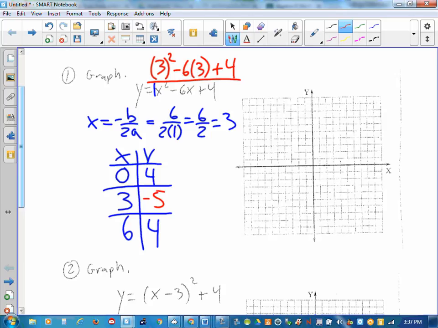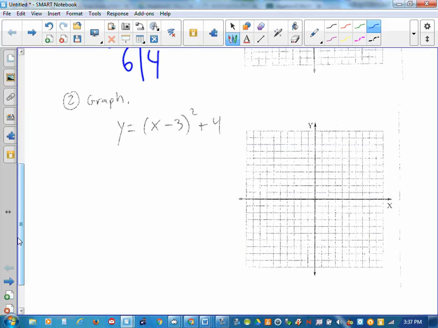So once I have that, I can now graph my parabola. So you plot the 3 points and you get a parabola. And so I'm going to skip that because plotting the 3 points is pretty self-explanatory, and I don't want this video to be a million hours long.